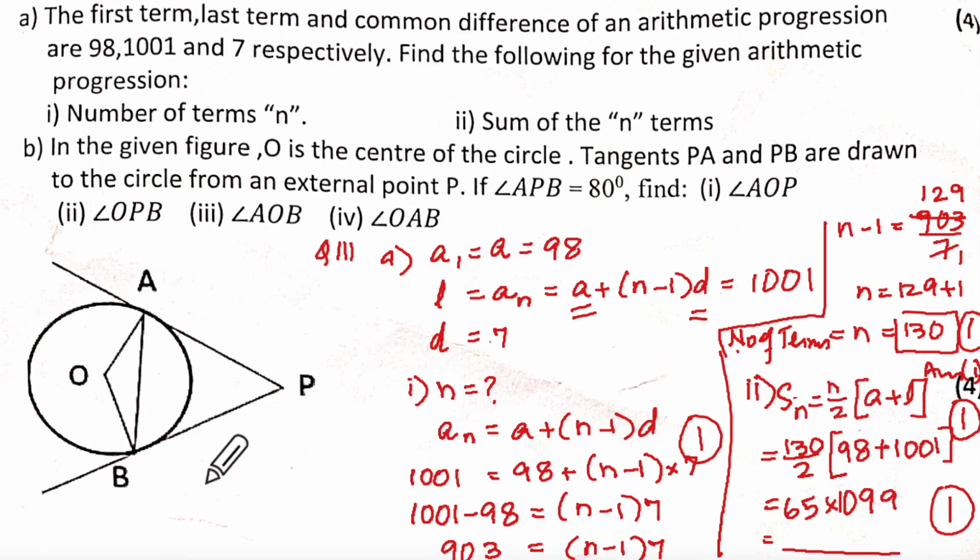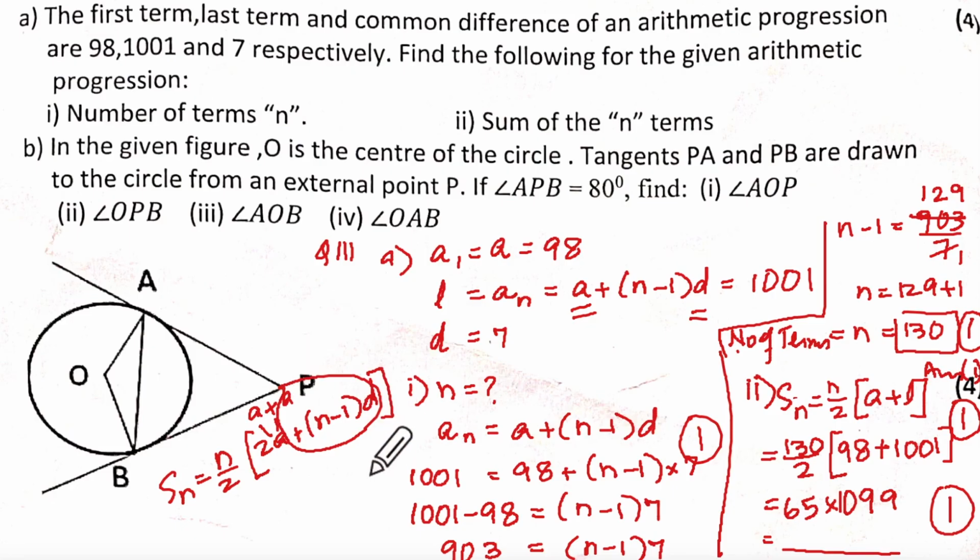For this, you can use the Sn formula equal to n upon 2, and here it will be 2a plus n minus 1 into d. You can do that also, but can you see, this is a plus a, and this gives you the last term. So this goes faster. The last term is provided, so why would I do too much work? Here I'll have to do 130.